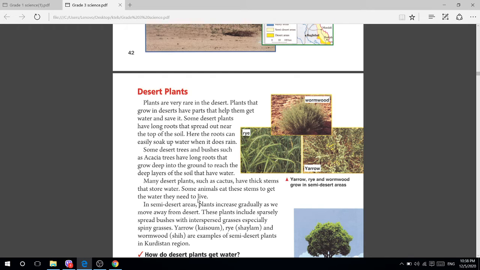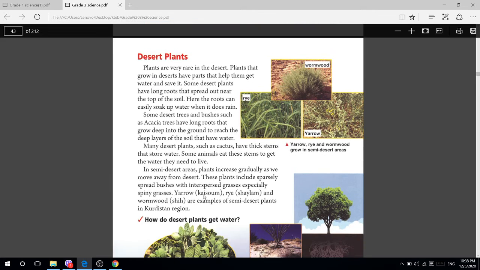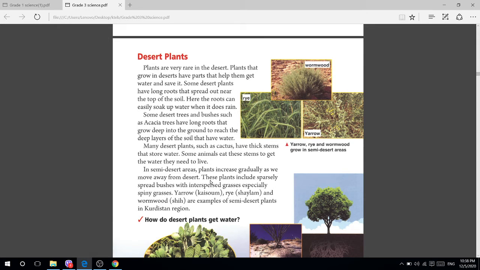Okay, students, in semi-desert areas plants increase gradually as we move away from the desert. These plants include sparsely spread bushes with interspersed grasses, especially spiny grass.